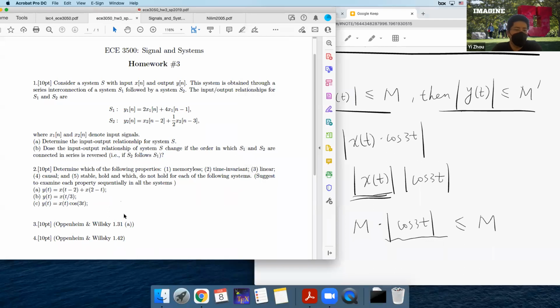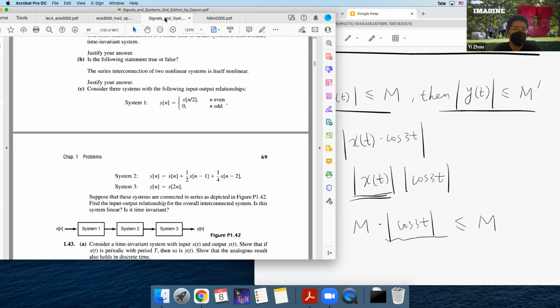So, other questions? Have you guys worked out the last one? I think it's in the book, this one: interconnection of 3 systems. Do you have any question on this one, or should I? We have about 7 minutes.